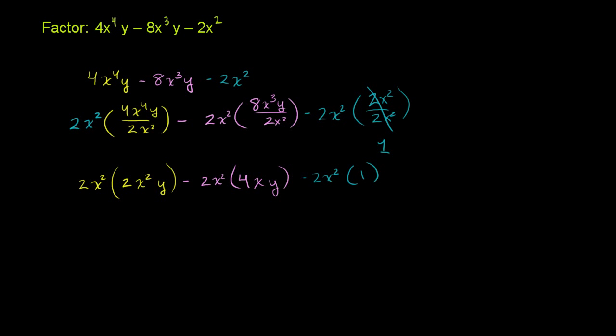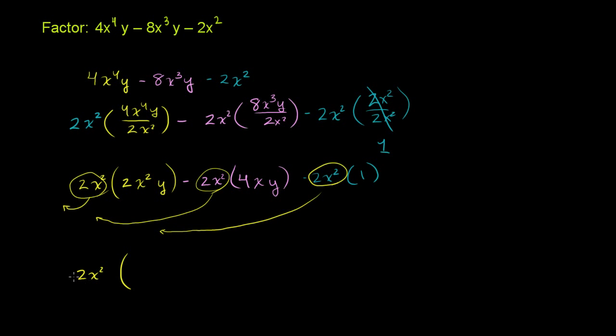Now, if you were to undistribute 2x squared out of the expression, you'd essentially get 2x squared times this term minus this term minus this term. If you take that out of each of the terms, you're going to get 2x squared times 2x squared y minus 4xy minus 1. And we're done. We've factored the problem.